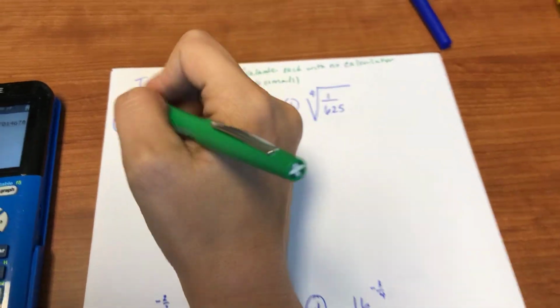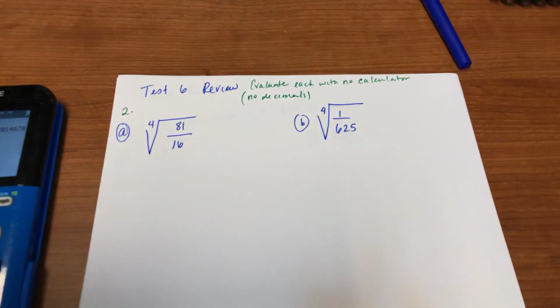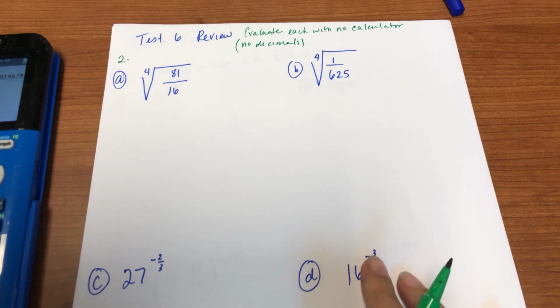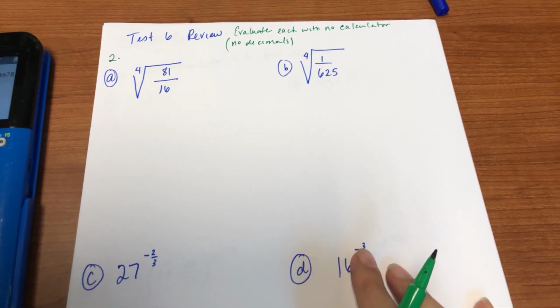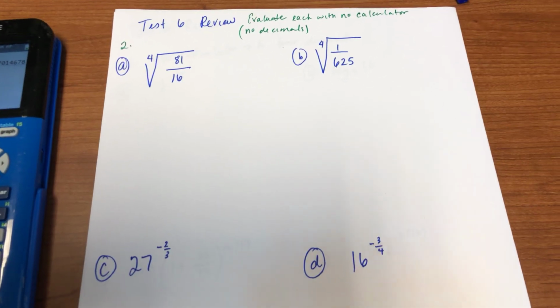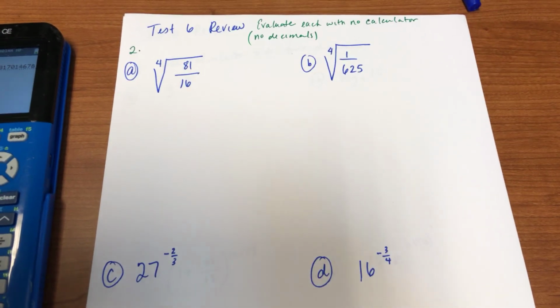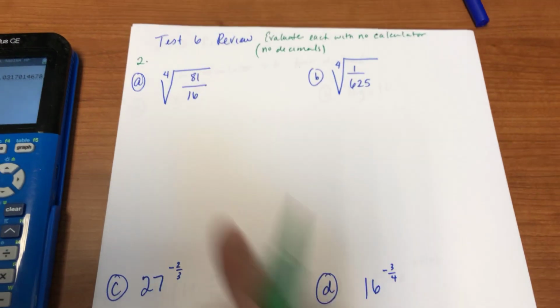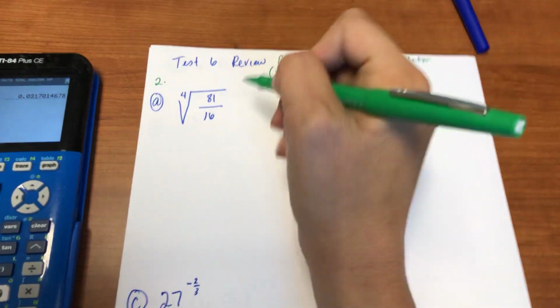Okay, let's look at problem number 2 from the review. Essentially, simplify or evaluate without using a calculator and no decimals, exact answers. So there's 4 problems for this. There's 4 sub-problems on number 2, and so let's get started.